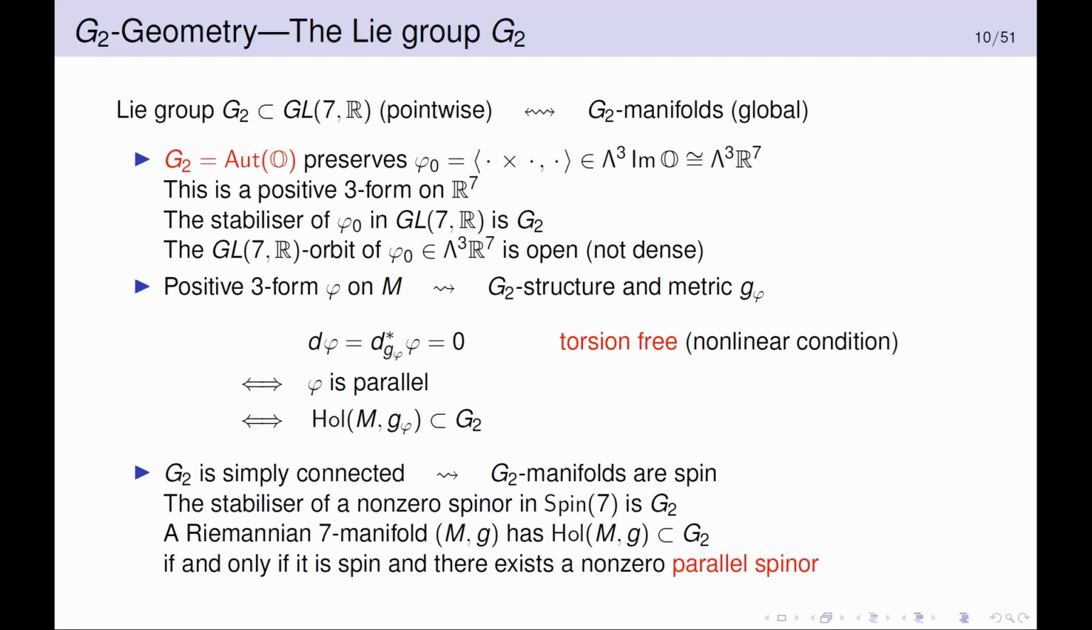And another way to look at G2 structures: well, the stabilizer of a non-zero element of the spinor bundle is G2, no matter which one you take. And so a Riemannian 7-manifold has holonomy contained in G2 if and only if it is spin and there exists a non-zero parallel spinor. So from physics lingo, somehow spinor means section of the spinor bundle. You're not allowed to say spinor field, but you're allowed.